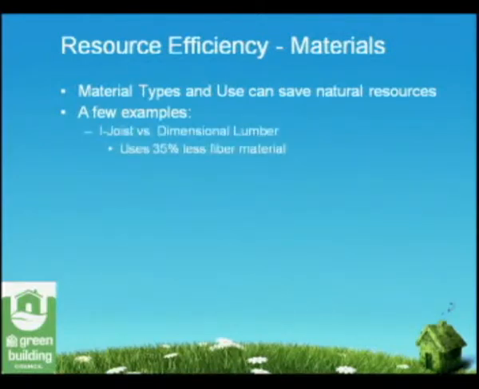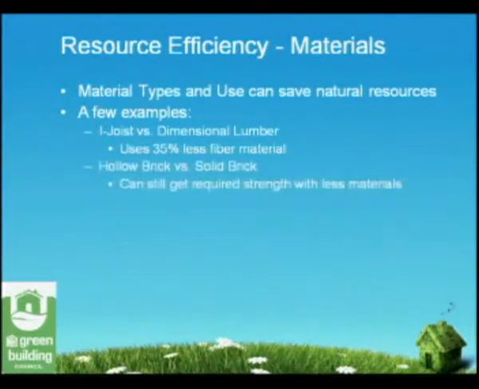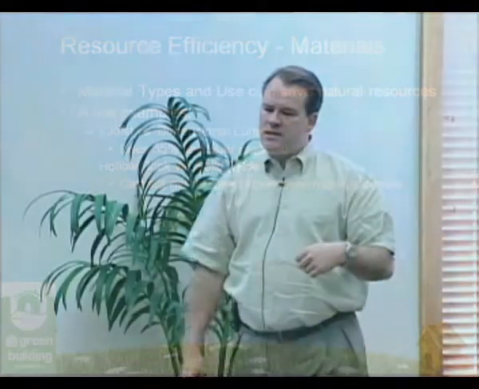So, resource efficiency materials: material types that can save natural resources. A few examples: I-joist or dimensional lumber uses up to 35% less fiber material. Hollow brick versus solid brick, you're using less, you still have the same strength, but you have less material. Using the certified wood products, which we talked about.